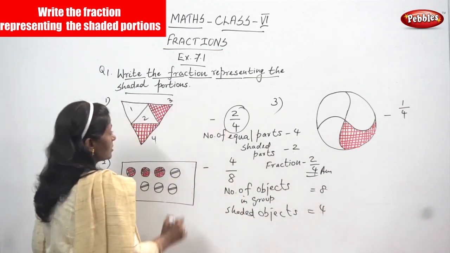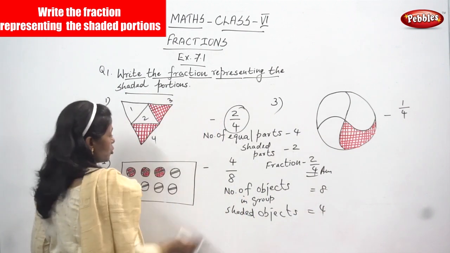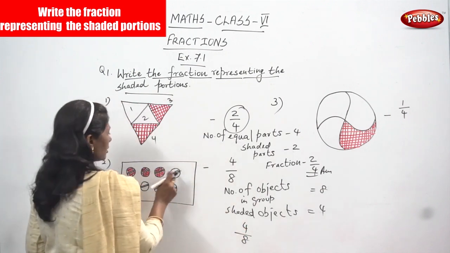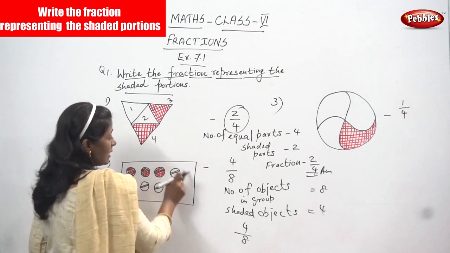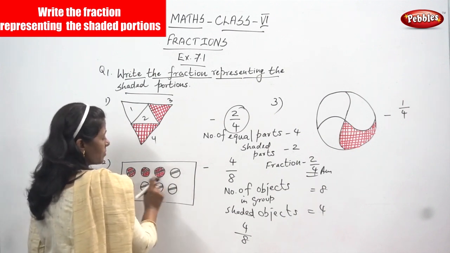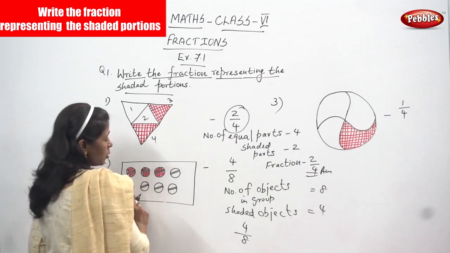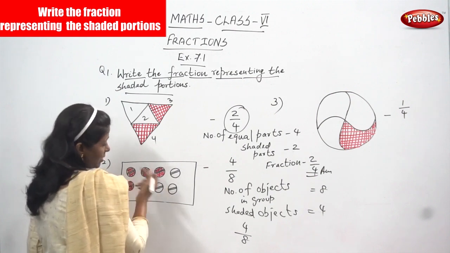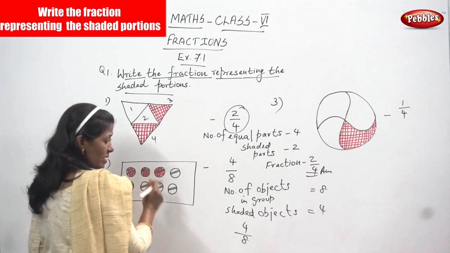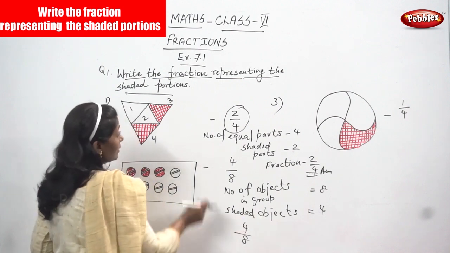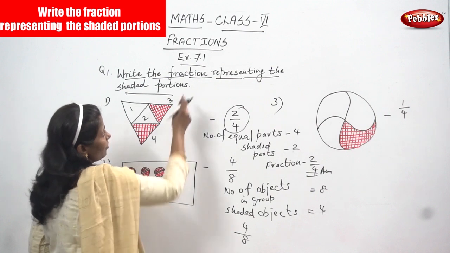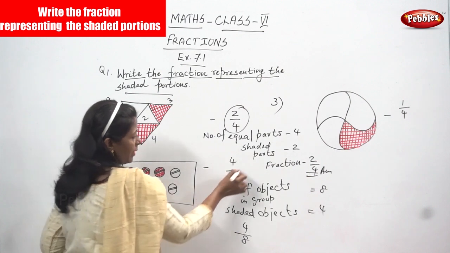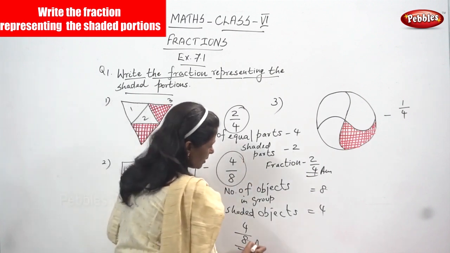So the fraction representing the shaded portion: the shaded objects, we can say, 4 by 8. So 1, 2, 3, 4 and 5, 6, 7, 8, totally in this group 8 objects. Only 4 objects have been shaded, in red color. So the number of objects which have been shaded in red color is 4. So what can we find out? The fraction representing the shaded objects is nothing but 4 by 8. The answer is 4 by 8. I circled the answer. This is also the same answer.